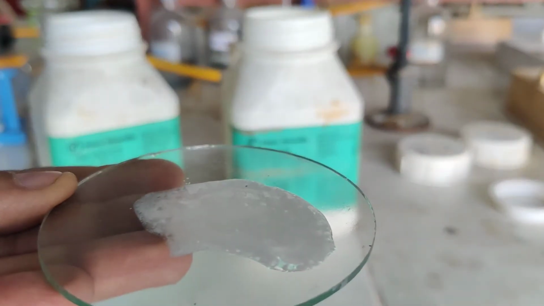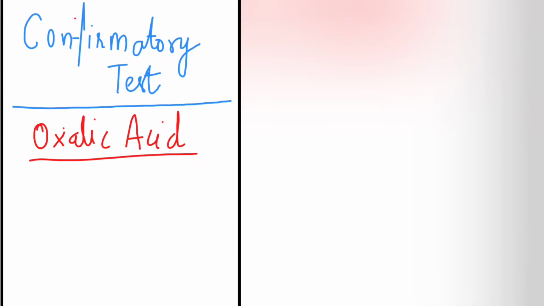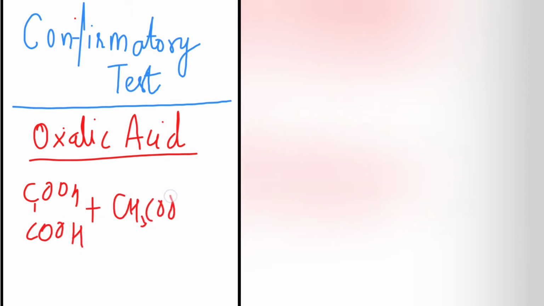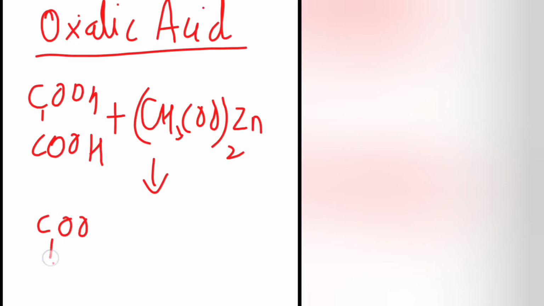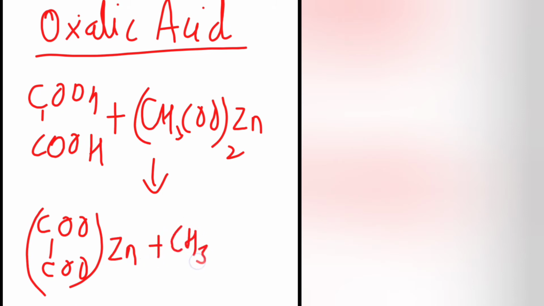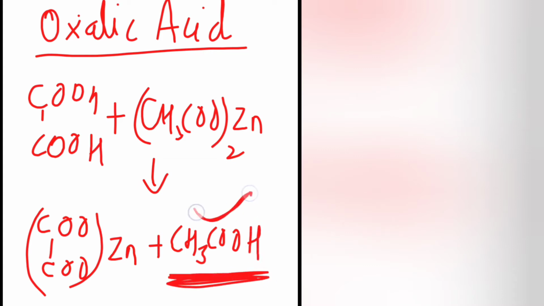Now the reaction involved in this case: the formula of oxalic acid is H2C2O4, that is (COOH)2, which reacts with any of the acetate salts. For example, in this case we have taken zinc acetate, (CH3COO)2Zn. Now it will form zinc oxalate, that is (COO)2Zn, plus acetic acid. So again acetic acid is released, that is why smell of vinegar is obtained, which confirms the presence of acetate in it.